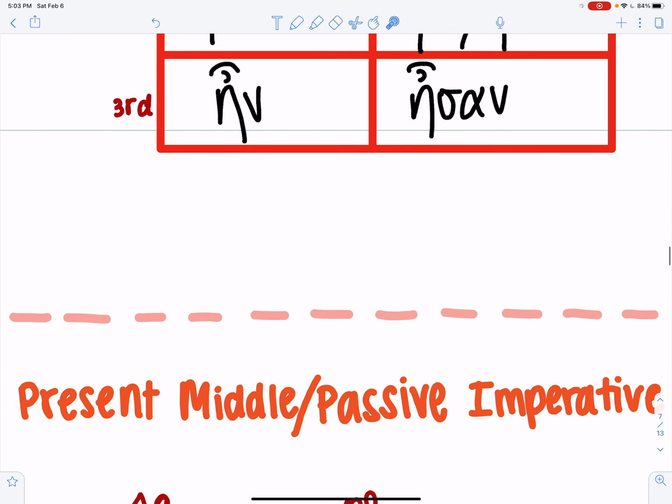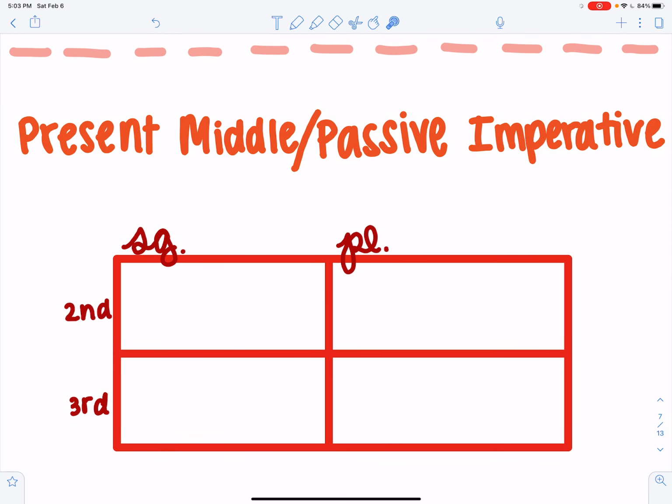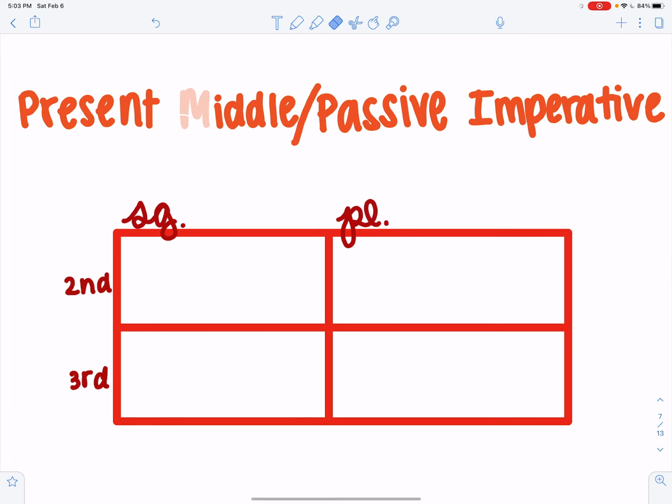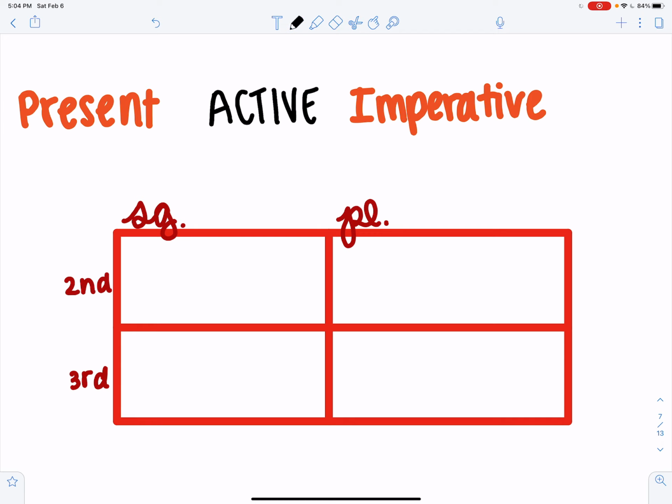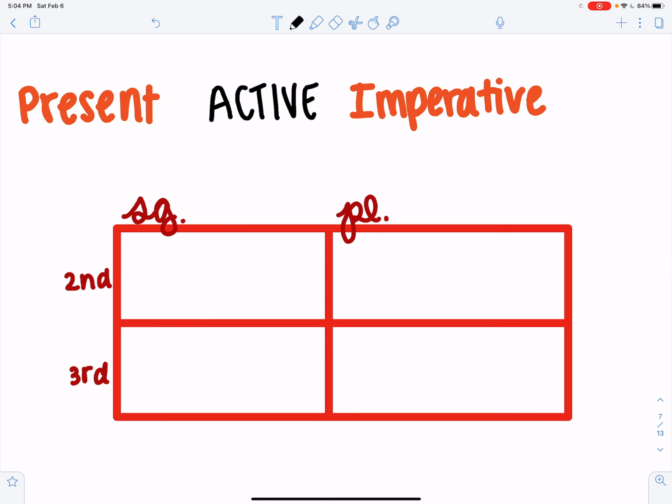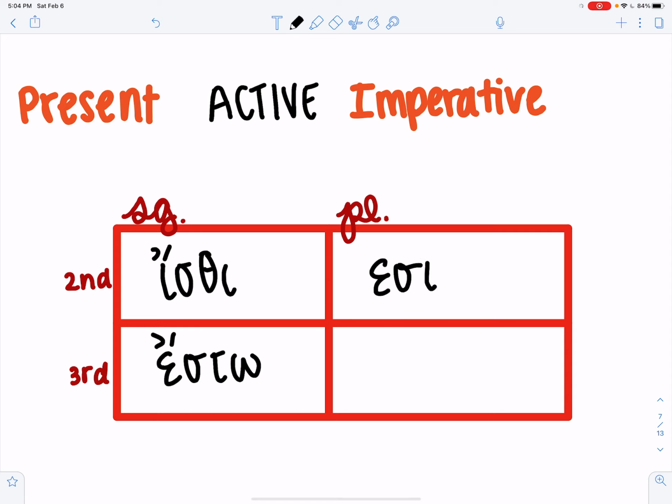And now our present active imperative. Made the mistake again, but that's okay. This is active imperative. Second person singular, isti, with smooth breathing and an acute on that first iota. Third person singular, esto. Second person plural, este. And third person plural, eston.